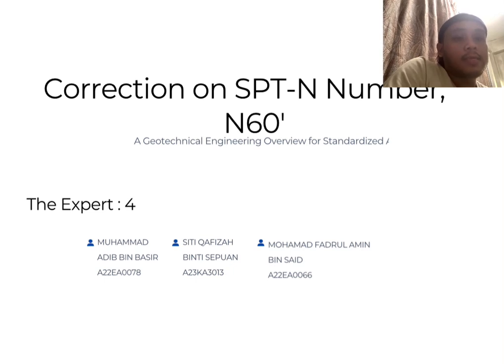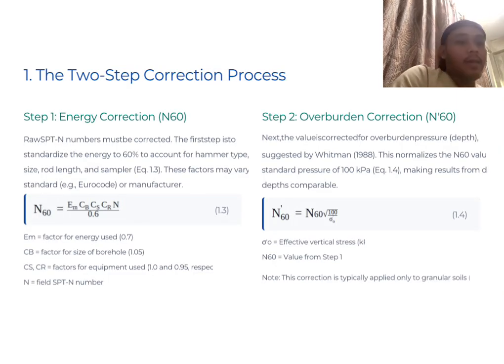I want to talk about correction on SPT-N number N60 prime, a geotechnical engineering overview for standardized analysis. Okay, what is SPT-N correction? When doing a standard penetration test (SPT), the raw N value that we record at site is not yet accurate for engineering design.